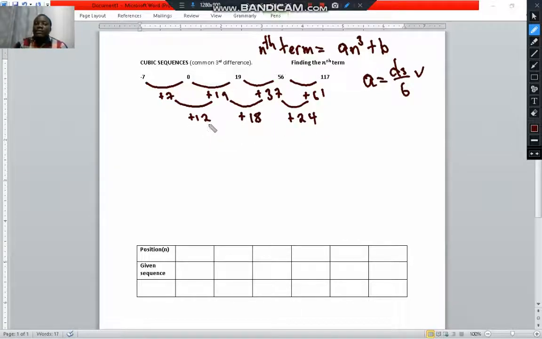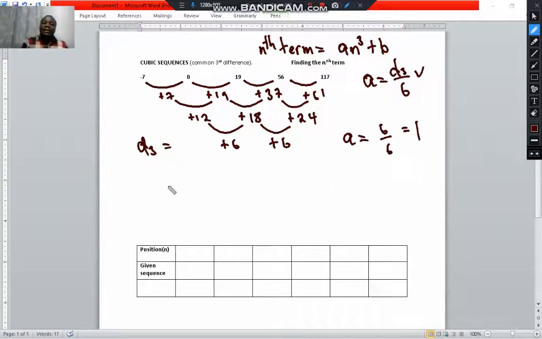So let's look at the third difference. The third difference here would be plus 6, and then the third difference there would be plus 6. So this is the D3. If this is the same, we conclude that this is a cubic sequence. Now, the idea is to find the a and the b in order to come up with the formula that someone was using to come up with these different terms, which are negative 7, 0, 19, 56, and 117. So what I've said is that a should be the third difference, which in this case is 6, divided by 6. So our a would be equal to 6 divided by 6, giving us 1.